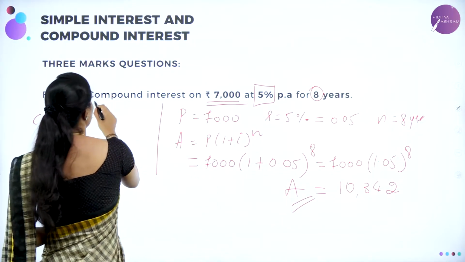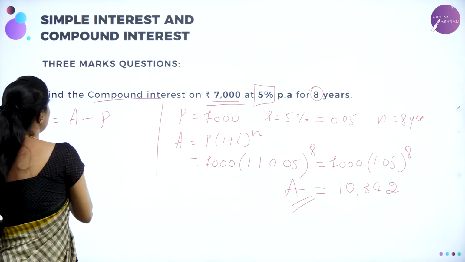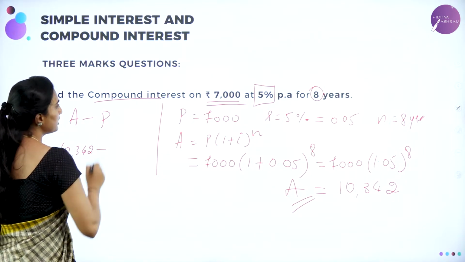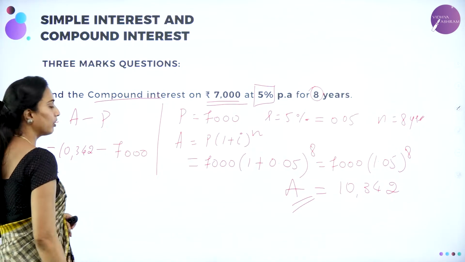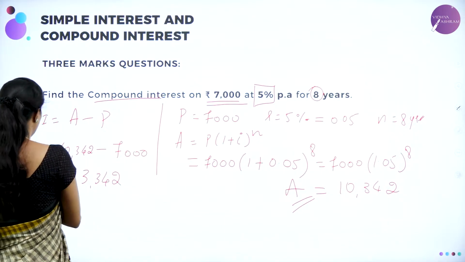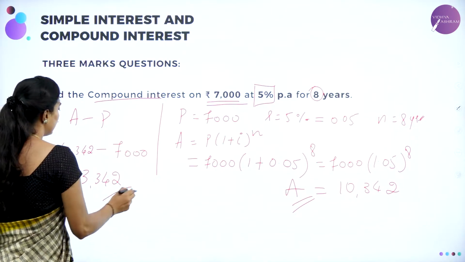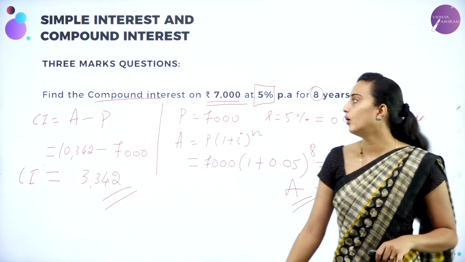They have asked you to calculate the compound interest. Compound interest is given by this formula, A minus P. So 10,342 minus the principal amount, which is 7,000. The answer you are going to get is 3,342, which will be the compound interest. Okay, this is your answer. Any doubt in this? Okay.